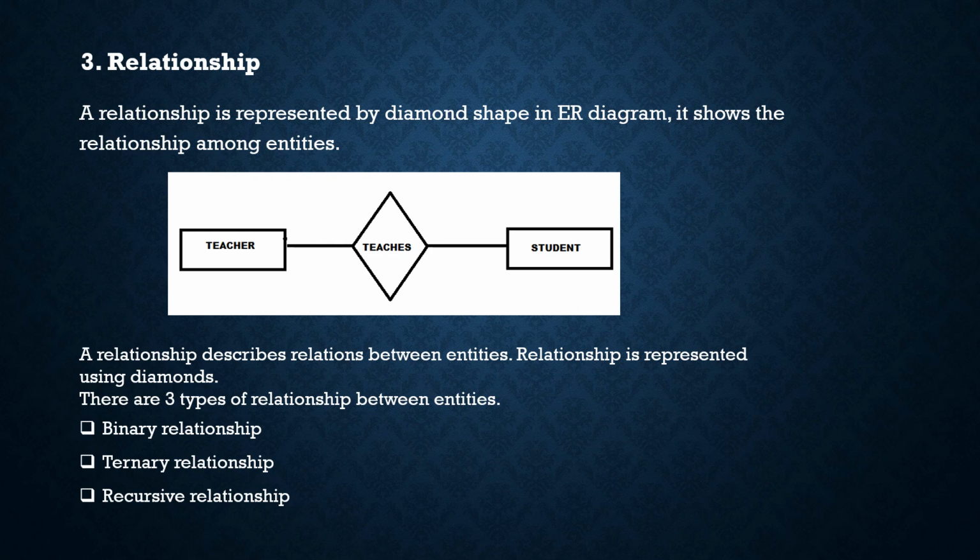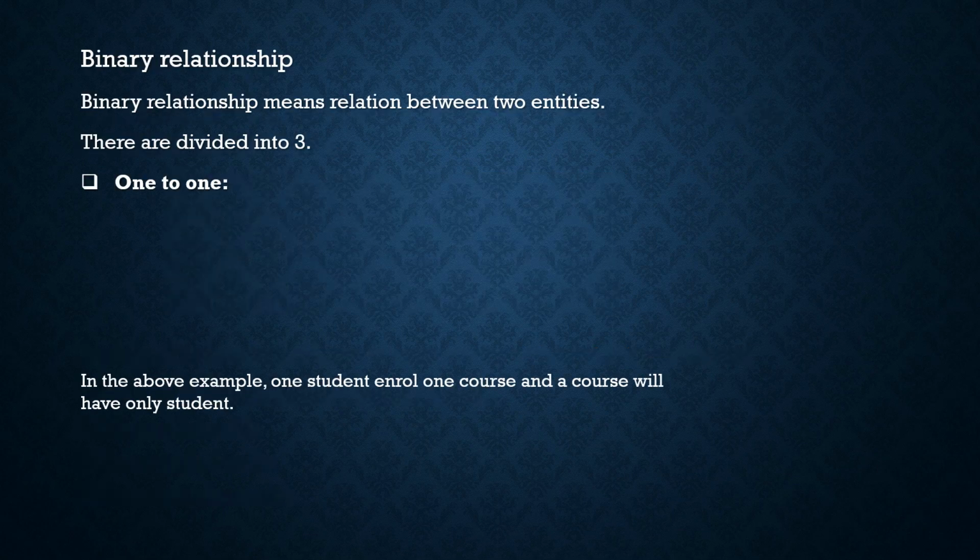There are 3 types of relationship between entities: binary relationship, tertiary relationship, and recursive relationship. In these 3, binary and recursive relationships are very important for examination purposes. Tertiary relationship and its explanation is not properly in your syllabus, so no need to worry about that one. Just go to the next slide. So binary relationship means relation between 2 entities. They are divided into 3.